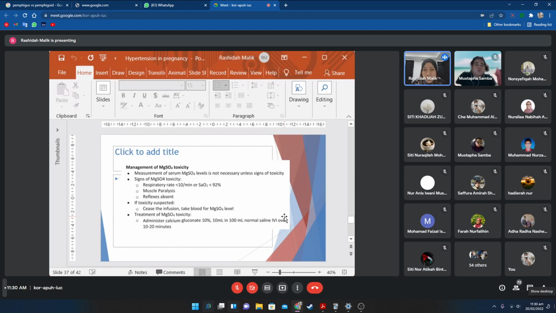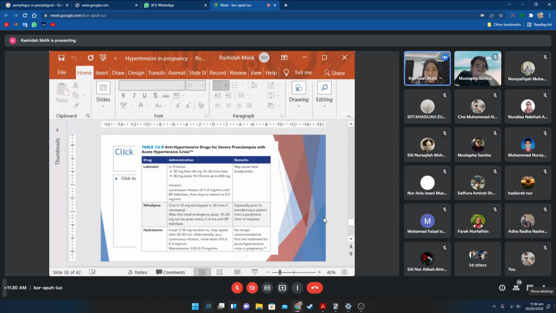So the treatment for magnesium sulfate toxicity, again, you will need to remember this. Calcium gluconate is 10% in 10 mils over 10 minutes, right? So this is the IV. There are different protocols according to the boluses and also infusion of hydralazine and labetalol. It is according to the local setting.